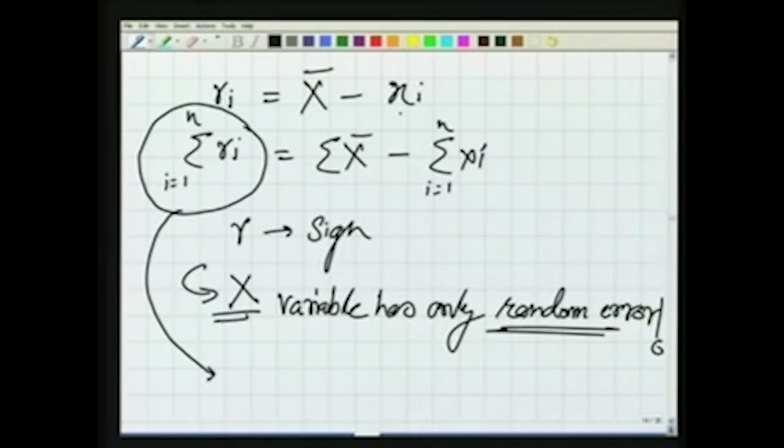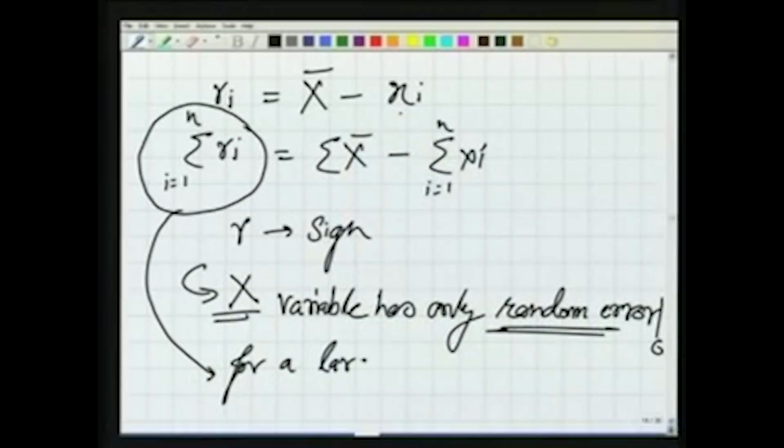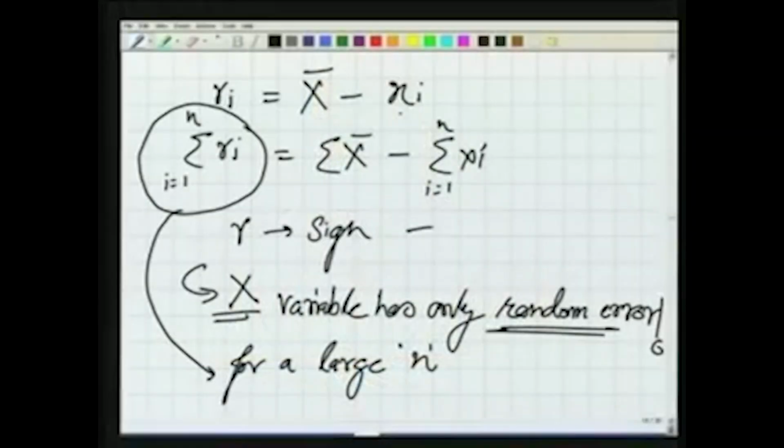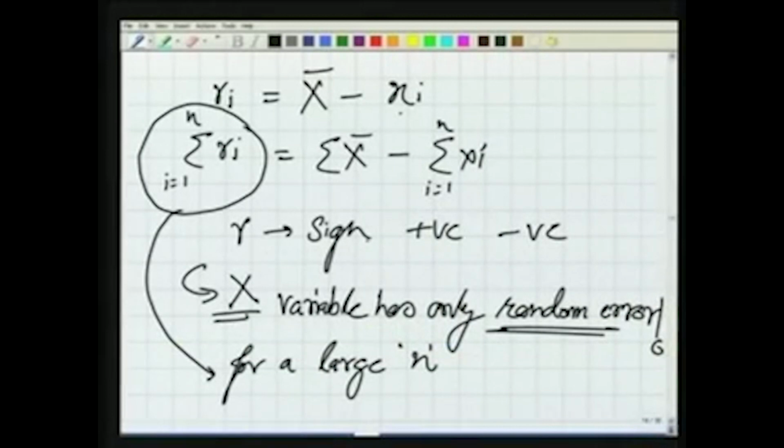Well, once that is clear, we are looking into this part. What will this part be now for a large n, many observations? You know what the sign of R, the residual, is? R may be in the positive direction as well as in the negative direction, which we saw. The random errors have equal probability of going into the positive direction as well as in the negative direction. This is what we have seen already. So the sign of R will be positive and negative with equal probability. If that is so, for large n, this particular part will be equal to 0.